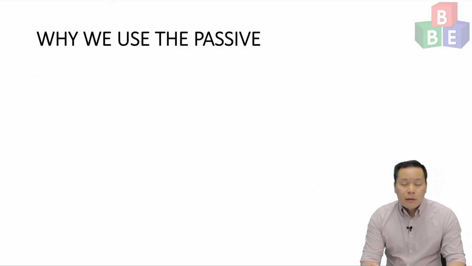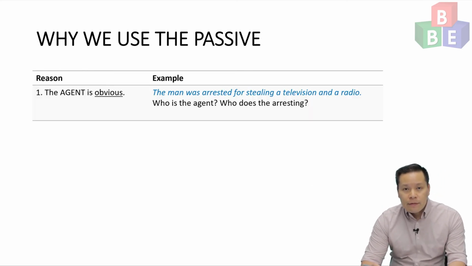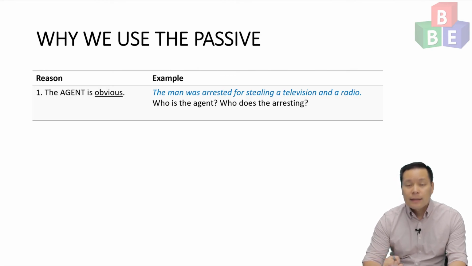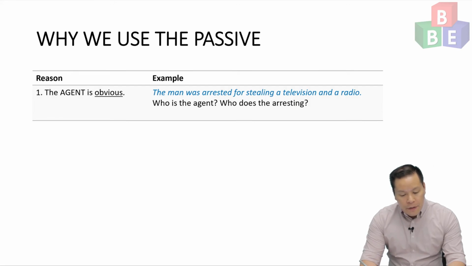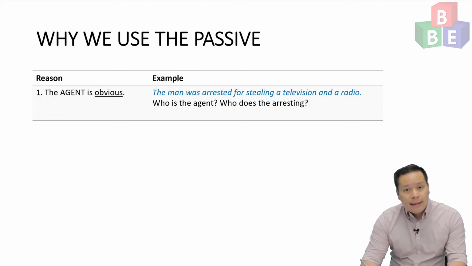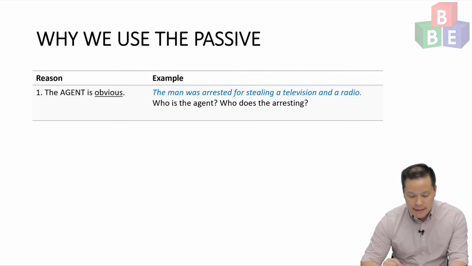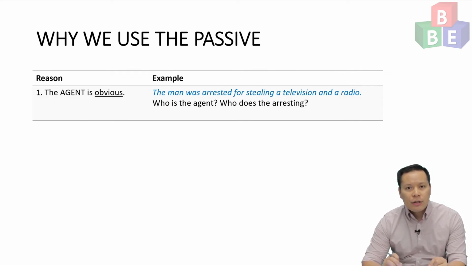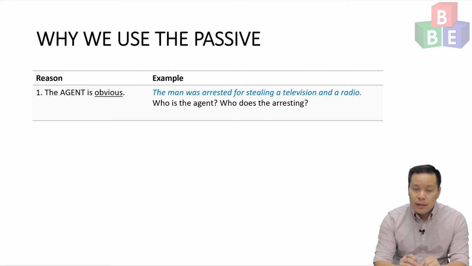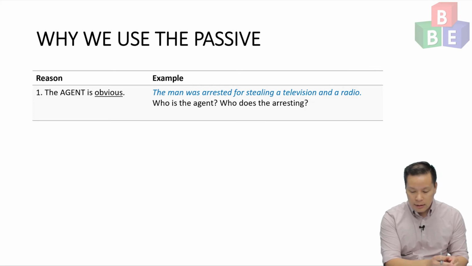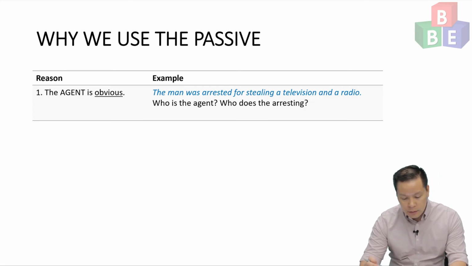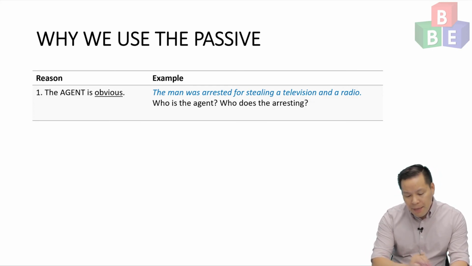So the first reason why we use the passive is because the agent is obvious. For example, the man was arrested for stealing a television and a radio. In this sentence here, who is the agent? Remember, the agent is the person or thing that does the action. The action here is the verb arrest. Does the man arrest? No.